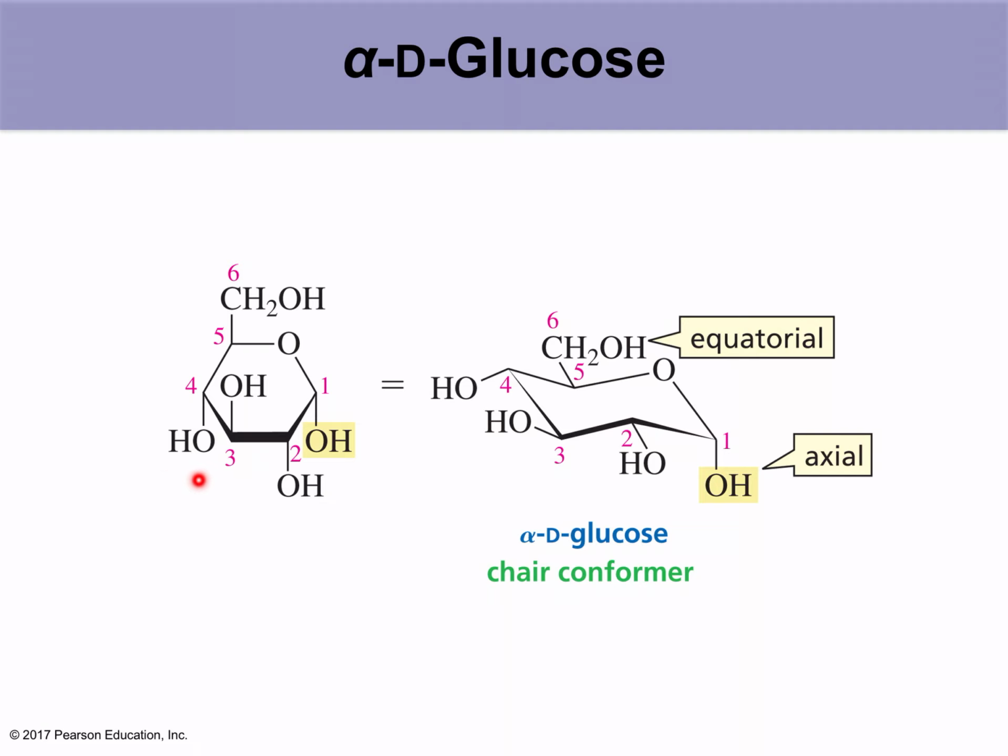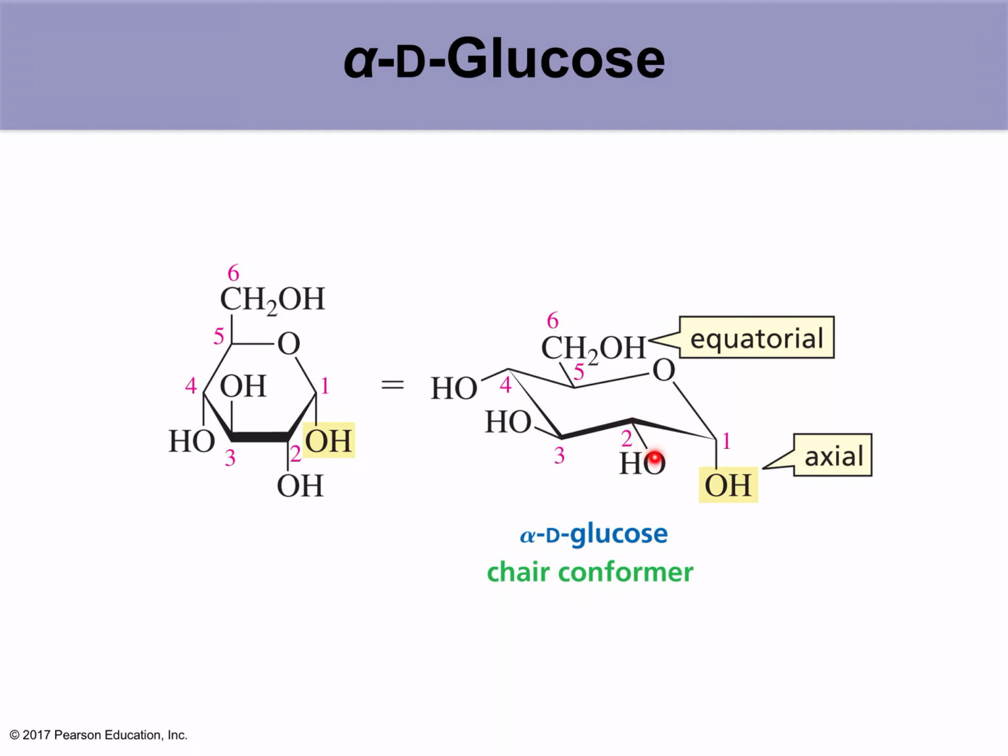So this is our Haworth projection, and there are 6 atoms. This can be represented as a chair conformer. So this is your oxygen, and this is number 1, 2, 3, 4, 5, and then the 6th carbon. This OH group is facing down, so you have to draw it in your chair conformer also facing down.